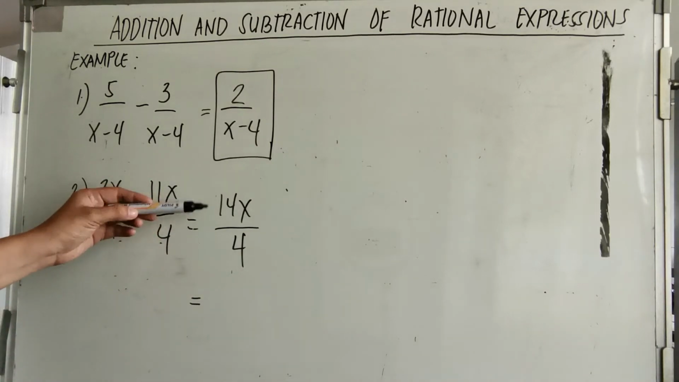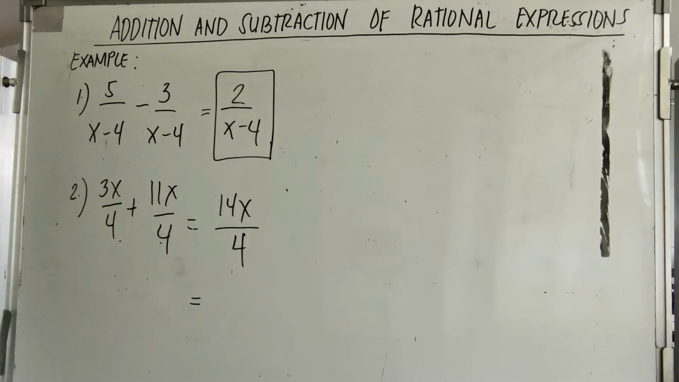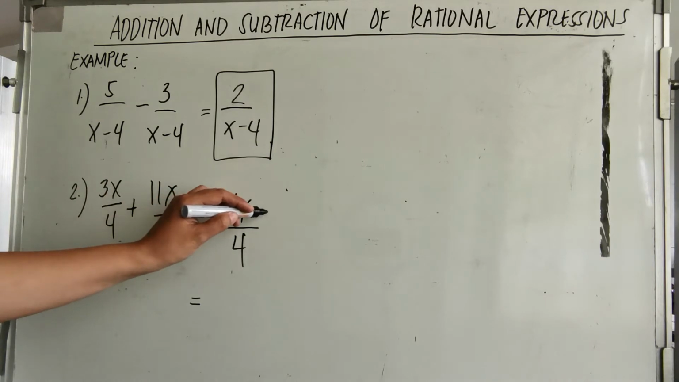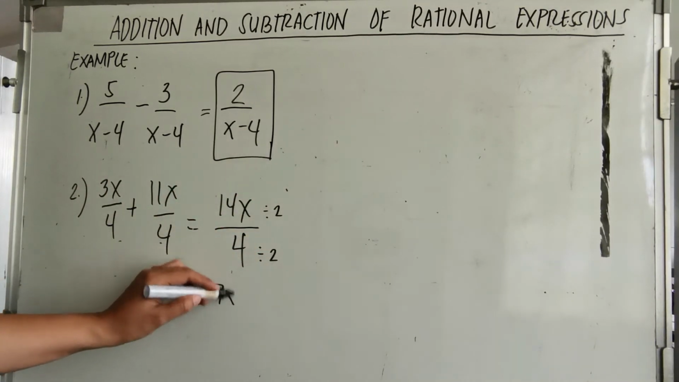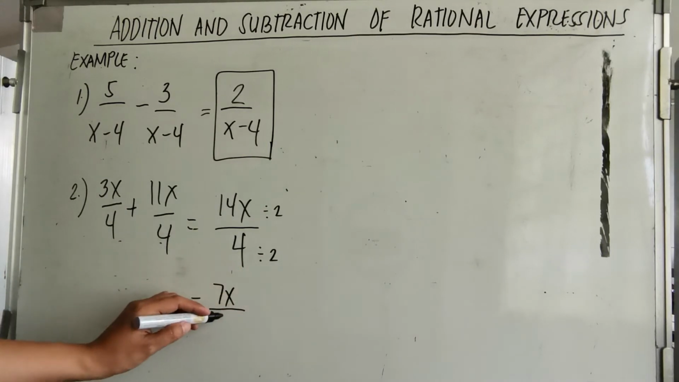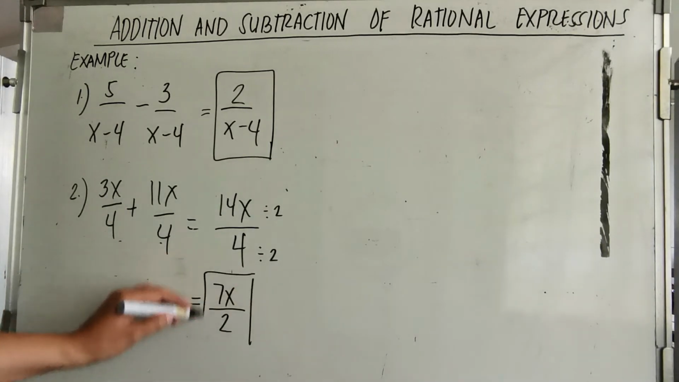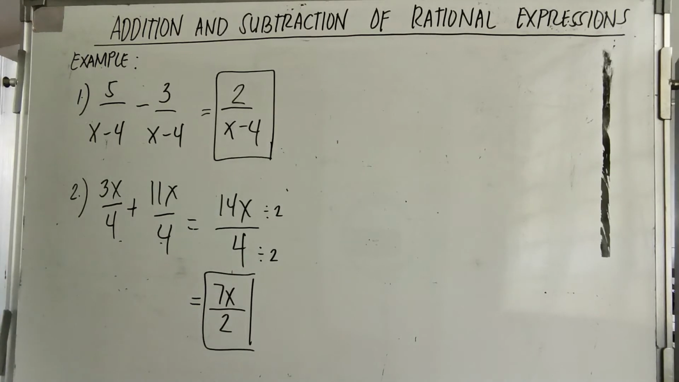So, we can still divide 14 and 4 by 2, yung GCF nila. So, 14x divided by 2, we have 7x. Then 4 divided by 2 is 2. So ang ating final answer ay 7x over 2.